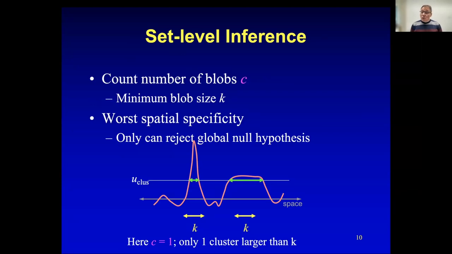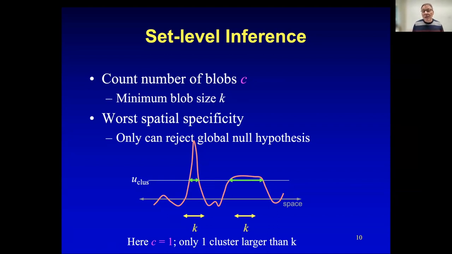And if you look on the SPM results page over in the far left, you'll also see a column for set level inference. This is really the most simple assessment of the image. It simply says, for a given threshold, how many blobs are there that are above a minimum blob size of whatever you set? Could be zero, could be some number of voxels. That is a test statistic, which you can then come up with a p-value for. So here I could say, how many clusters were larger than k? One, and then I can get a p-value.